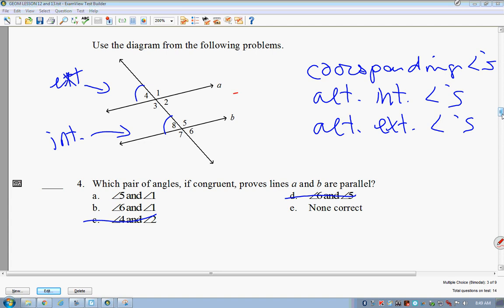Interior is inside the parallel lines. Inside. Okay? Do you understand inside? It is between the 2 parallel lines. Exterior is outside the parallel lines. Outside. Okay? So, 6 and 1. Are either of them interior? No. So can 6 and 1 be corresponding? No. All right? They're not.